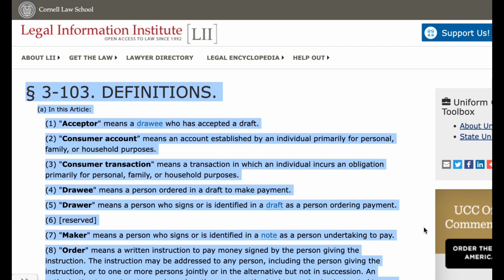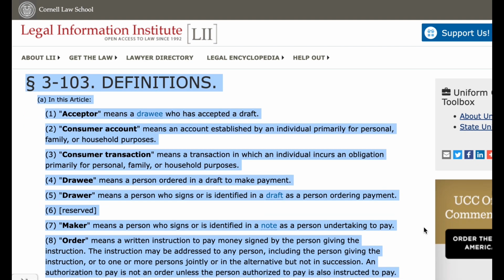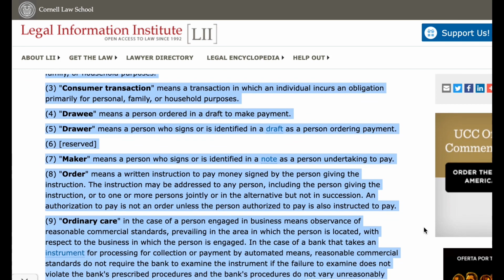Paragraph 3103. Definitions. A. In this article, 1. Acceptor means a drawee who has accepted a draft. 2. Consumer account means an account established by an individual primarily for personal, family, or household purposes. 3. Consumer transaction means a transaction in which an individual incurs an obligation primarily for personal, family, or household purposes. 4. Drawee means a person ordered in a draft to make payment. 5. Drawer means a person who signs or is identified in a draft as a person ordering payment.